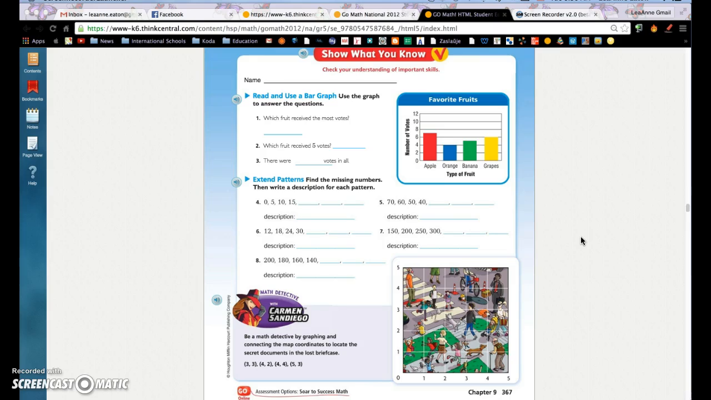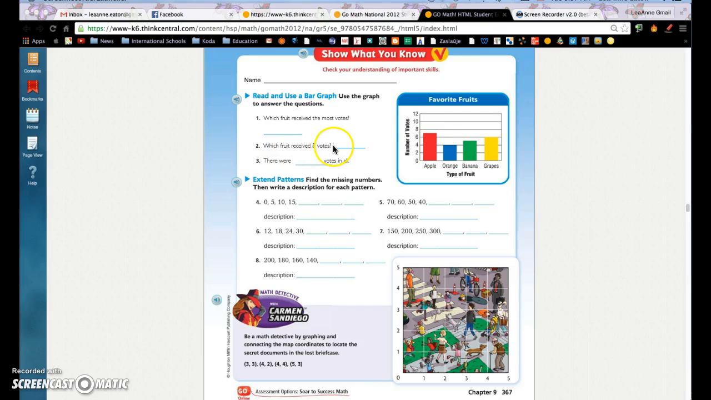Alright, welcome back. You must be done. So let's go over the answers. Number 1, which fruit received the most votes? We can look over here and we just have to look for the tallest. And the tallest one is apple. So apple received the most votes. They have 7 votes, we can see, in between the 6 and the 8.